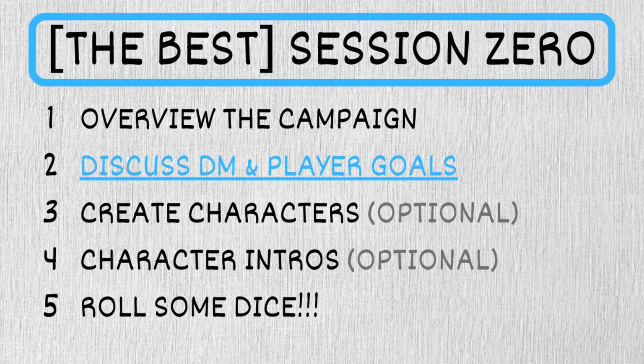Next is the DM goals. This could be things that you want to improve upon. Set those as goals and let the players know that, hey, I'm going to be trying to improv a little bit better, or be in character more. And set those expectations so that the players know what you are looking for out of this campaign.